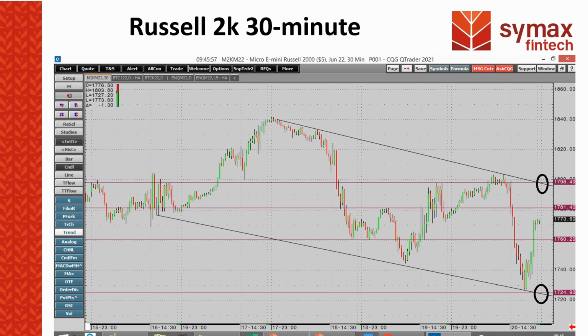This is the Russell on the 30-minute. Now, I've put these little rings here because some of these horizontal lines are dissecting the trend lines. Obviously I've used cross x-rays to put those on, but just so you know which ones they're going to be. If we've got trend lines on the chart and then horizontal lines cutting into them, that's the reason they're there. It's just to identify the price of where they will be.